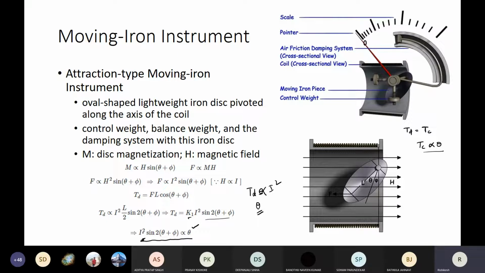And since it is non-linear, the scale, as you can see, is cramped on the lower side. It is more cramped there, and it is spaced out on the higher side of deflection. So this is a non-linear scale, okay.